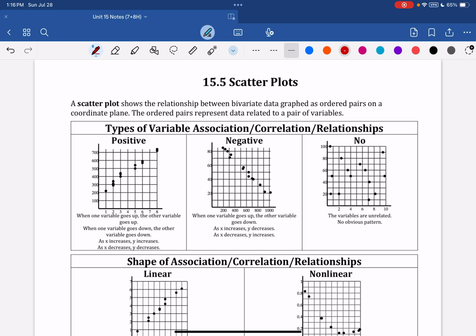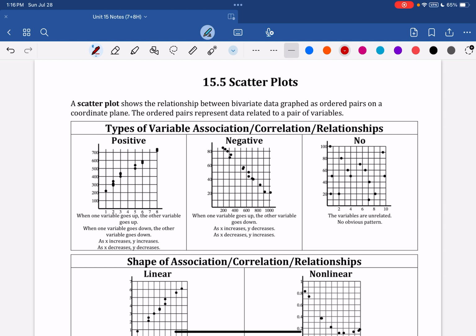So when collecting data, sometimes we have two variables that are related, and we can put them on a graph, and it tells us quite a bit of information. So we have types of association. Sometimes it's called correlation. Sometimes we talk about it in terms of a relationship. So the words association, correlation, and relationship are used interchangeably.